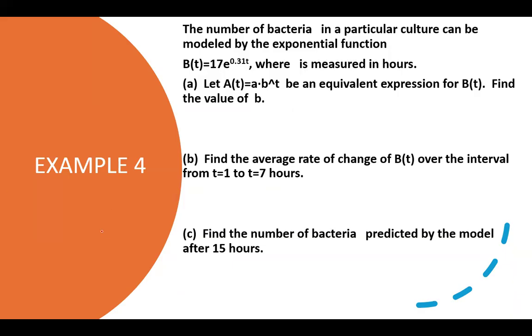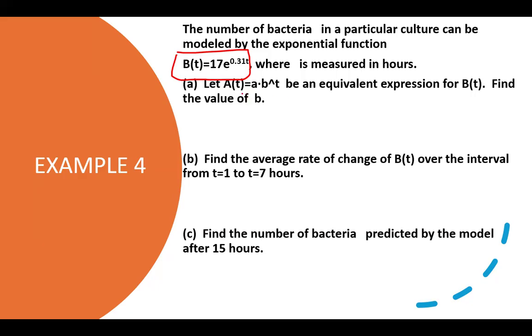Okay, so up here it says the number of bacteria in a particular culture can be modeled by the exponential B of t equals 17 times e to the 0.31 t, where t is measured in hours. If we let a of t, a times b to the t, be an equivalent expression for b of t, find the value of b.